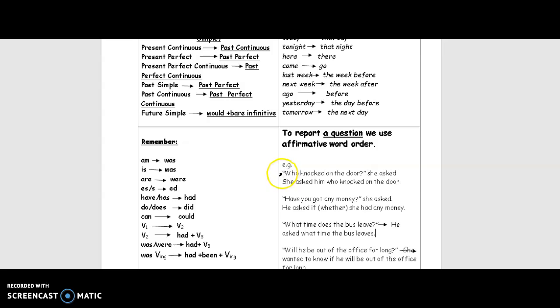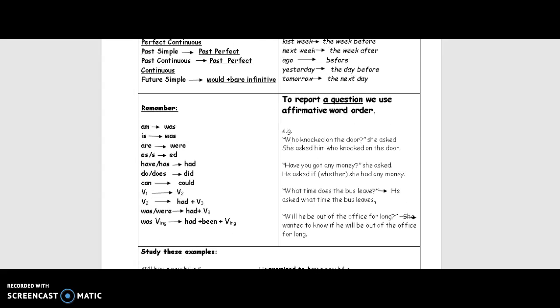The direct speech would be, "Who knocked on the door?" So the reported speech example would be, She asked who knocked on the door. Or, "Have you got any money?" He asked if she had any money. "What time does the bus leave?" He asked what time the bus leaves. That's the way to report questions. Questions are reported as affirmative statements.